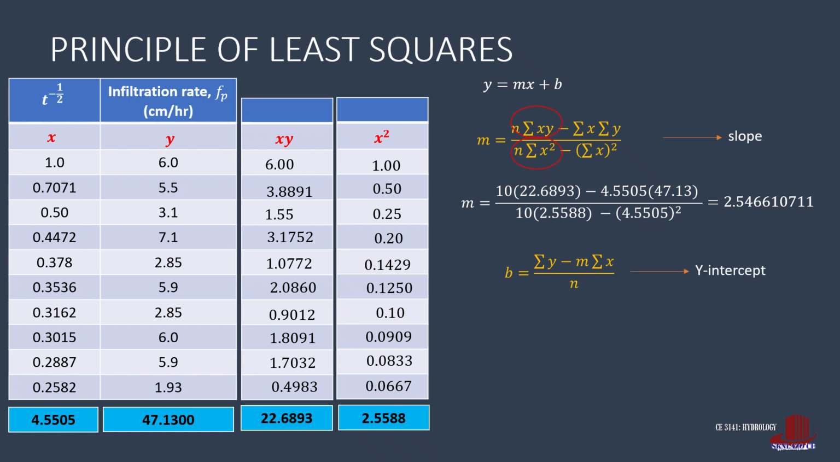The y-intercept b is computed as the summation of y minus m times the summation of x all upon n. B is then 47.13 less the long number of m multiplied by 4.5505 all upon 10. This gives 3.5542. So the best fit line has a function of y as equal to 2.5466x plus 3.5542.